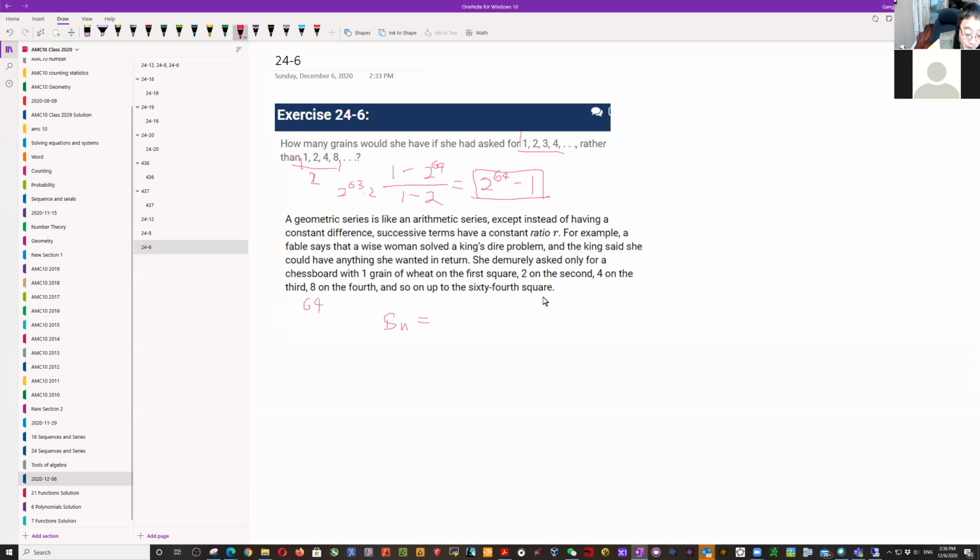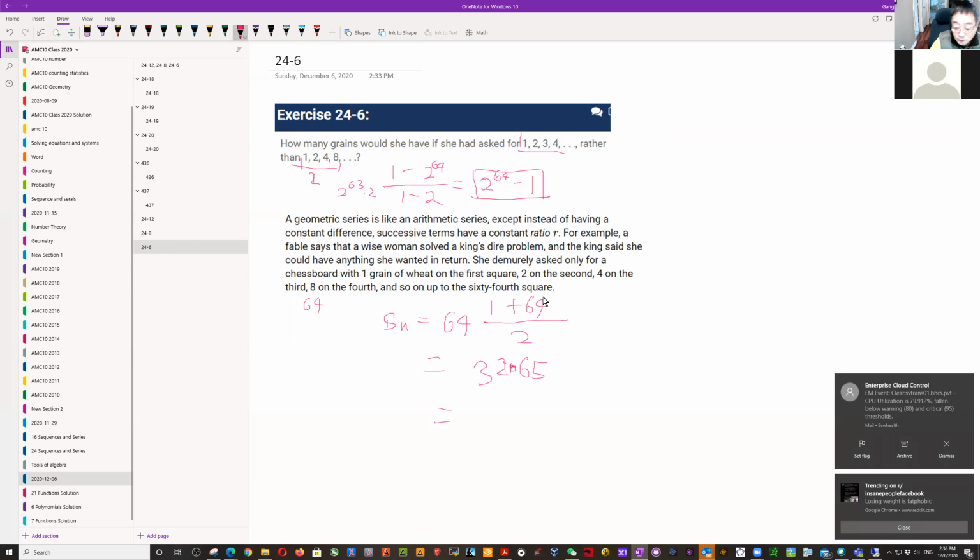Sn for the arithmetic sequence is equal to 64, the number of terms, times the leading number plus the ending number, 1 plus 64, divided by 2. So this is the average. This is basically 65 multiplied by 32. Whatever number that produces is going to be a small number. Maybe it's not even enough rice to fill your belly for one meal.